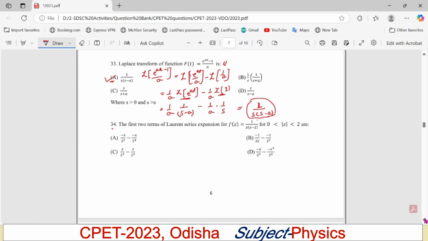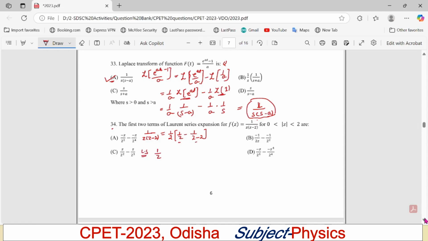First we have to consider the partial fraction of this function. The function given is 1 by z into z minus 2. If I consider the partial fraction, then it will be 1 by 2 times (1 by z minus 2 minus 1 by z). By considering partial fractions we found this. First we have to find the Laurent series of 1 by z, then 1 by z minus 2, separately. First, consider the Laurent series of 1 by z.